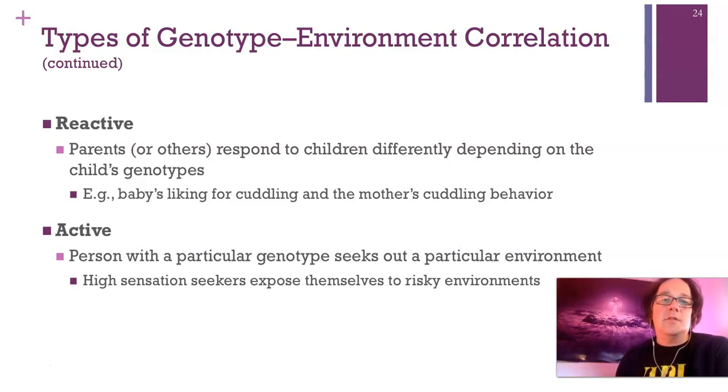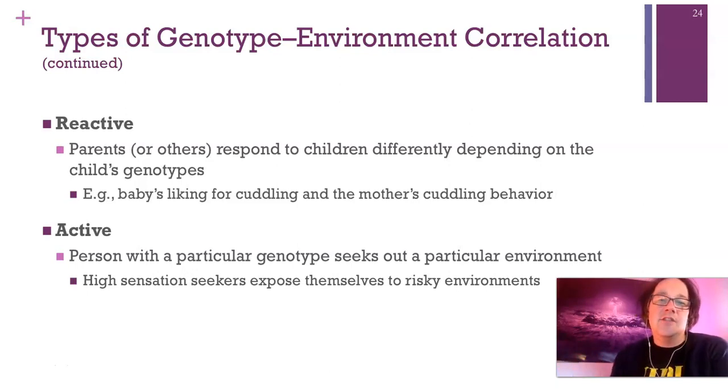So this example of cuddlers versus non-cuddlers kind of illustrates the reactive correlation, which is achieved because people are going to be reacting to children differently, at least partially based on the child's genetic predispositions, right? Whether they like cuddling or not. So the child, in this case, is having some impact on the environment and how people are responding to them.